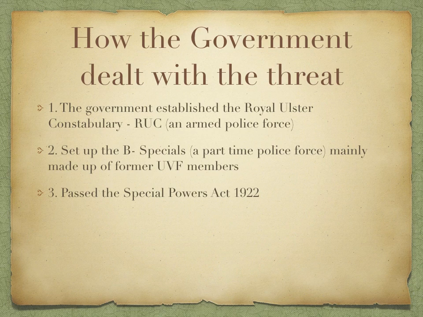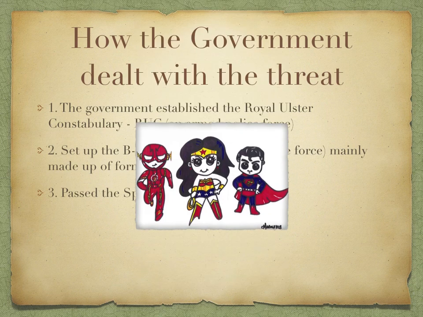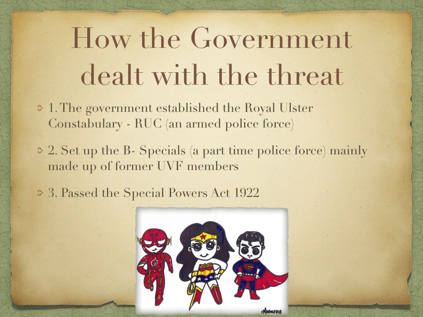They also set up the B Specials, which was a part-time police force, and this was mainly made up of the former UVF members. Remember, they would have a very strong unionist affiliation. And finally, they passed the Special Powers Act of 1922. By Special Powers Act, I do not mean that they gave people special powers. I mean that they gave themselves the power to intern people. Remember, internment is imprisoning someone without trial. Anyone who was suspected to be part of the IRA.